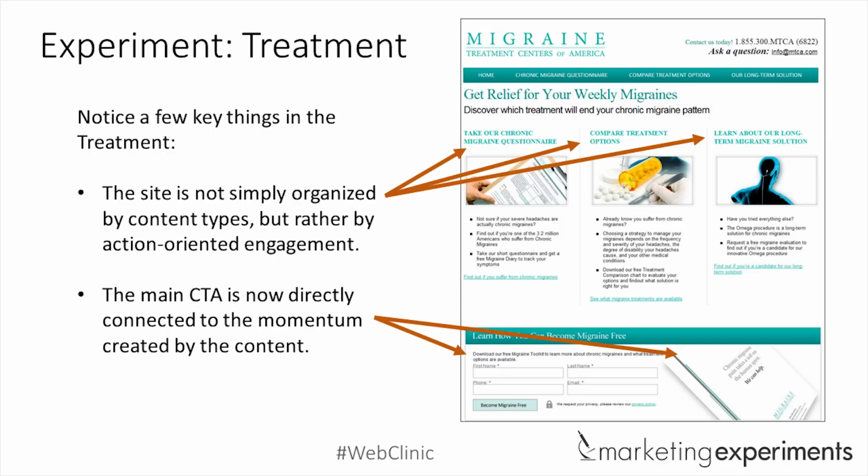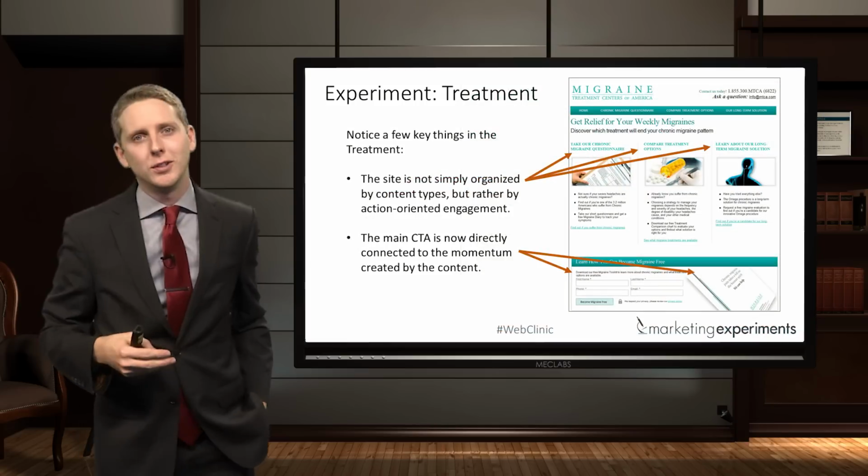So what do we do? We take the site and we simply bring in a connection to the action that we want the customer to do. In fact, look at the way the titles at the top are written. Take our chronic migraine questionnaire. That's an action. Compare treatment options. That's an action. Learn about long-term migraine solution. These are different levels of engagement, different levels of influence, interaction with the site that we're trying to achieve. This call to action at the bottom is now seamlessly connected to content. It not only gets them to do what we want them to take next, but it leverages the relationship and the momentum created by the content to do that.